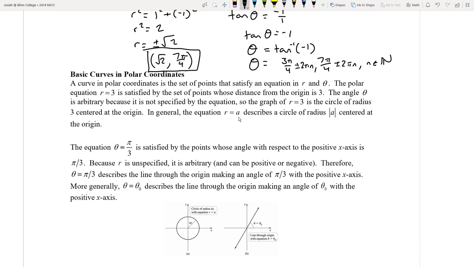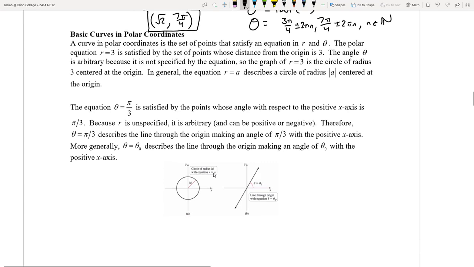So as it says here, r equals a describes a circle of radius a centered at the origin. Right, so if we have r equals just some constant, we get a circle. Radius is that constant, well, the absolute value of that constant.